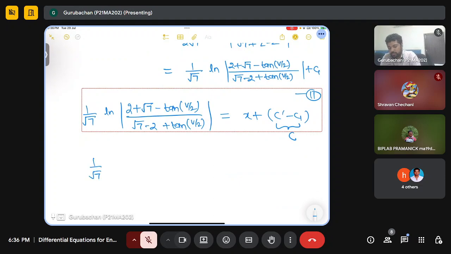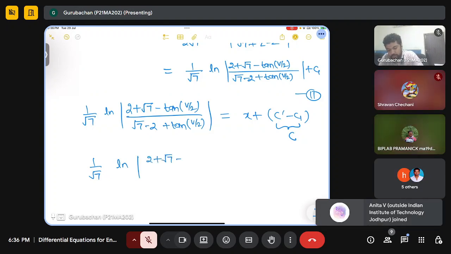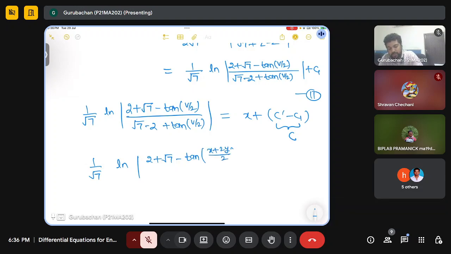Now, can you confirm? Is it the answer, or do I have to put something else also? Sir, the value of v. Good. Since we have put x plus 2y, I think 2v, so we have to put these values back. So 2 plus under root 7 minus 10 (x plus 2y) by 2 divided by under root 7 minus 2 plus 10 (x plus 2y) by 2, mod, is equal to x plus c.